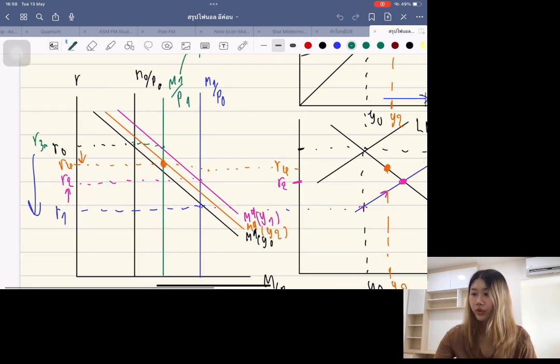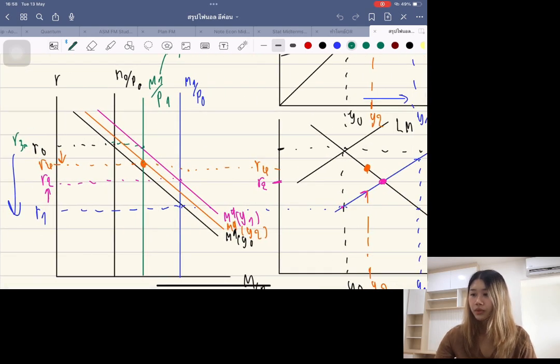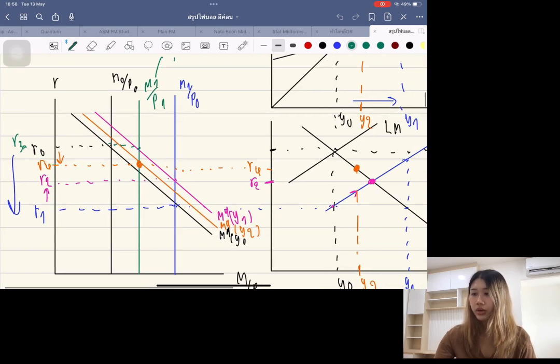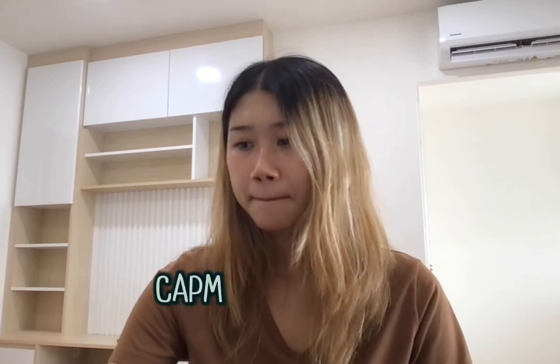And this is for the money market, like money demand and money supply. Now we are going to talk about finance in the final. Right, we'll learn about the risk return, CAPM. My suggestion is that in this subject, it will be easier if you have the calculator, the Casio FX-570 Plus. Yeah.